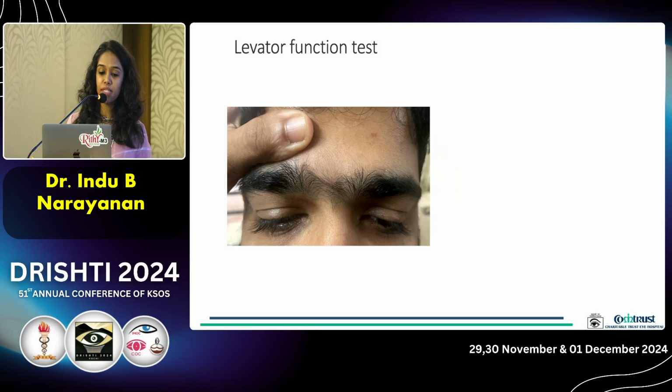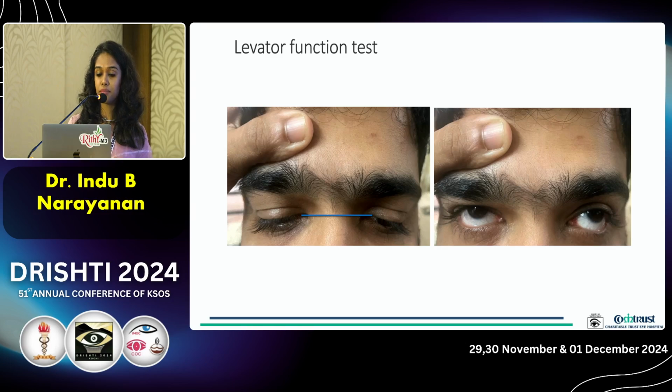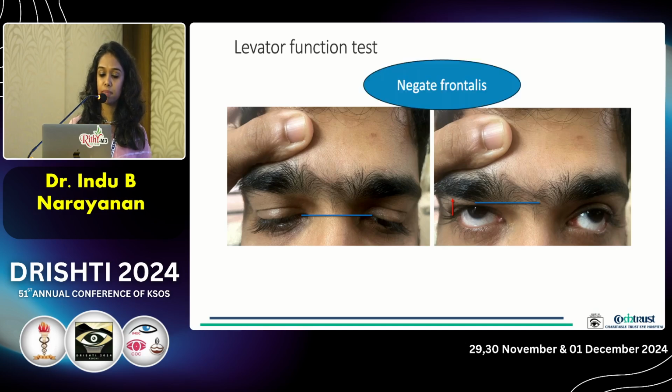Now moving to the levator function test. So how do we do that? Always ask the patient to look down to the maximum and look up to the maximum. The excursion of the levator, how much the lid excurs, the measurement of the same is the levator function test.